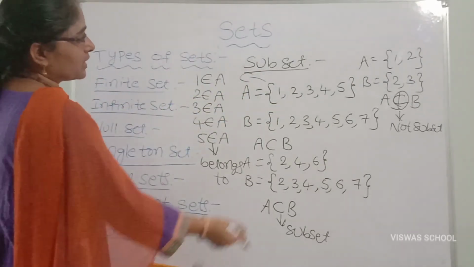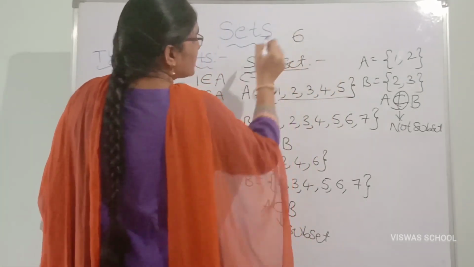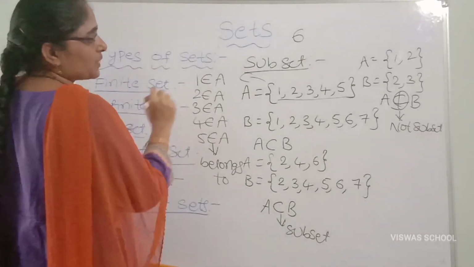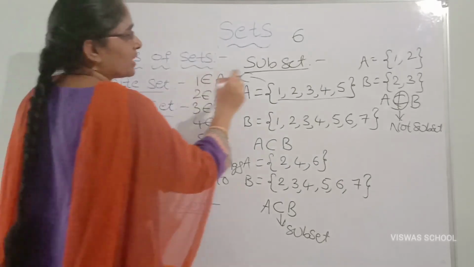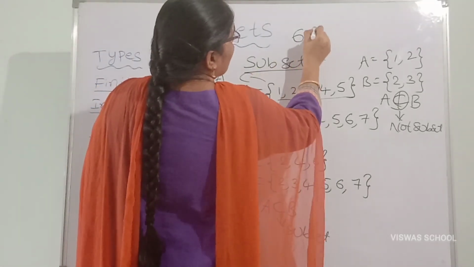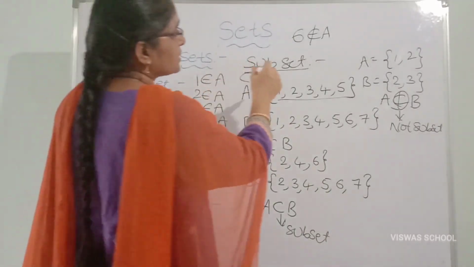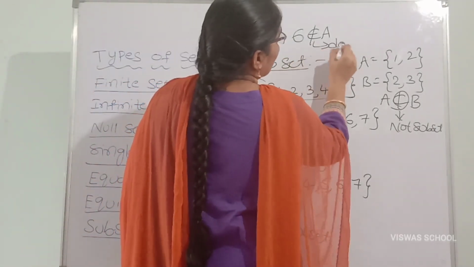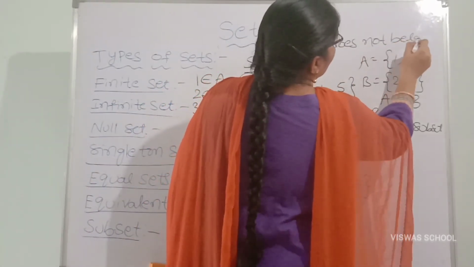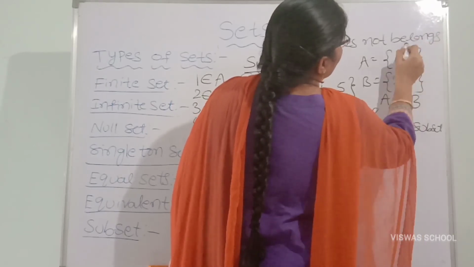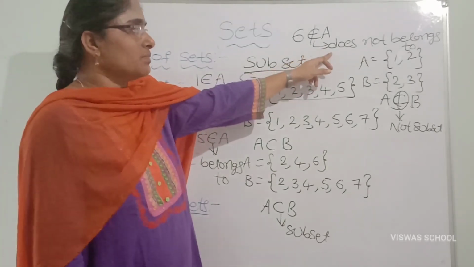Here we are having only 5 elements. Then what about the element 6? Is 6 in A or not? How do you represent that? 6 is not an element in A. Then how do you represent that? That is, 6 does not belong to A. Does not belong to A. This is the symbol we use for does not belong to. This is belongs to, and this is does not belong to.